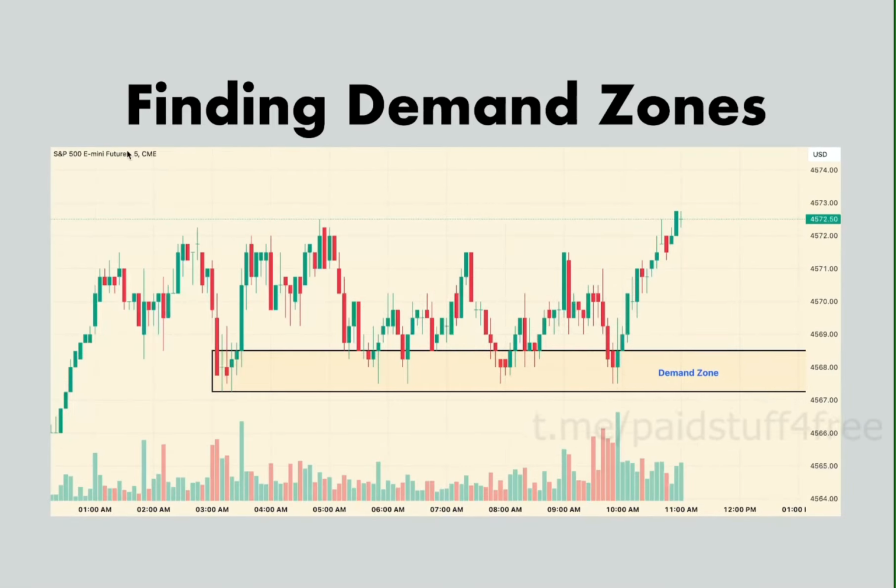Let's take a look on the 5-minute. These supply and demand zones are created in all time frames. You can find them in all time frames. And which time frame you draw and trade them on really has to do with your trading style. Again, we'll break that down later. But let's just take a look at a 5-minute demand zone. You see here, the S&P is ranging and then has a very big move to the upside. So we say, okay, here's a demand zone.